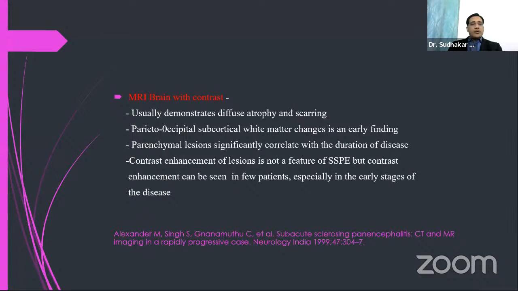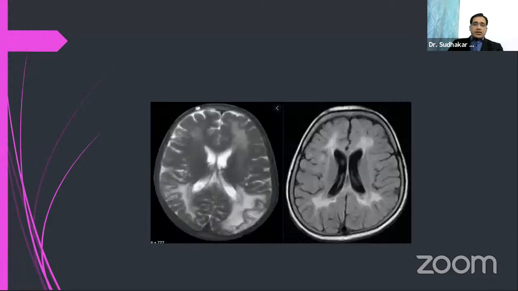So now coming to MRI brain with contrast. Usually it demonstrates diffuse atrophy and scarring, but in earlier stages we get parieto-occipital subcortical white matter changes, and there is usually no contrast enhancement, though sometimes in some patients it can be seen in early stages of the disease. This is the typical MRI finding, where we can see in FLAIR and T2 these parieto-occipital subcortical white matter changes.